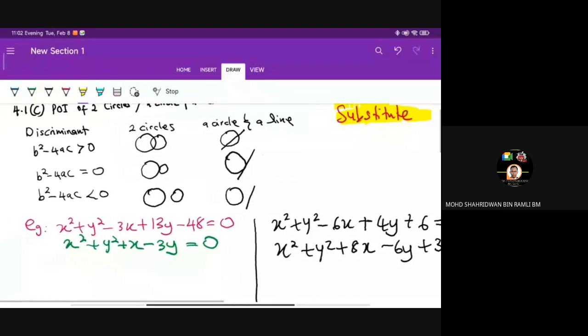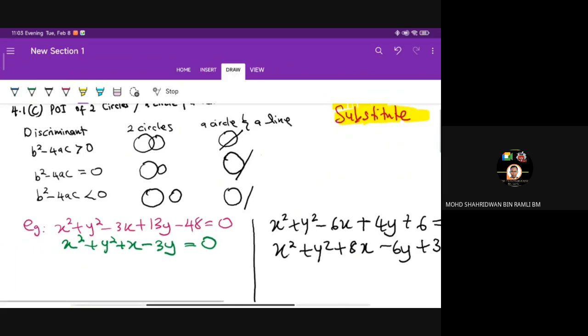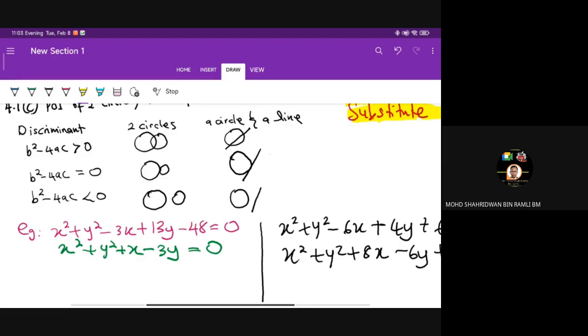First, you have to know what a discriminant is. You already learned previously that the discriminant is b square minus 4ac. So the main idea is the discriminant. Let's say if you test your discriminant and you get a value greater than 0, that means these two circles intersect each other at 2 points. Why? For a circle and a line, this line will intersect the circle at 2 points.